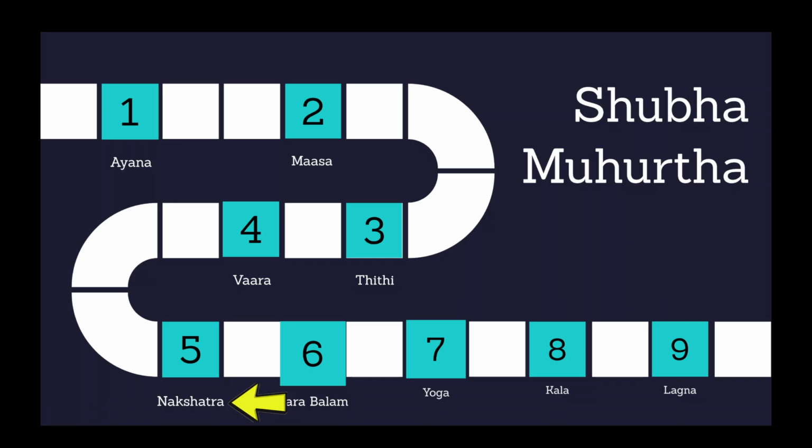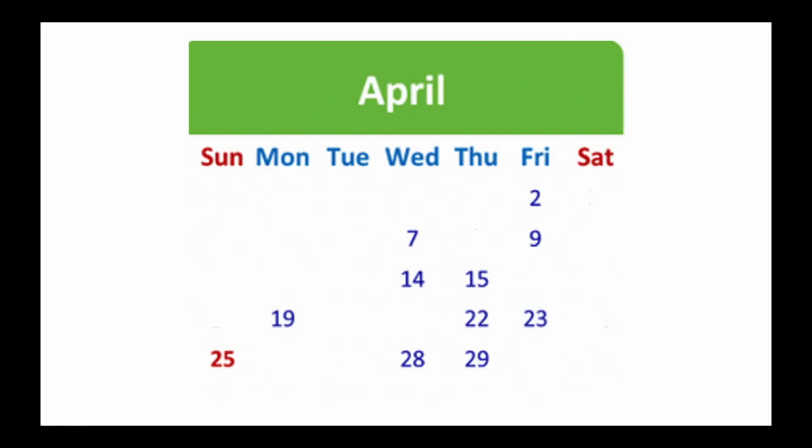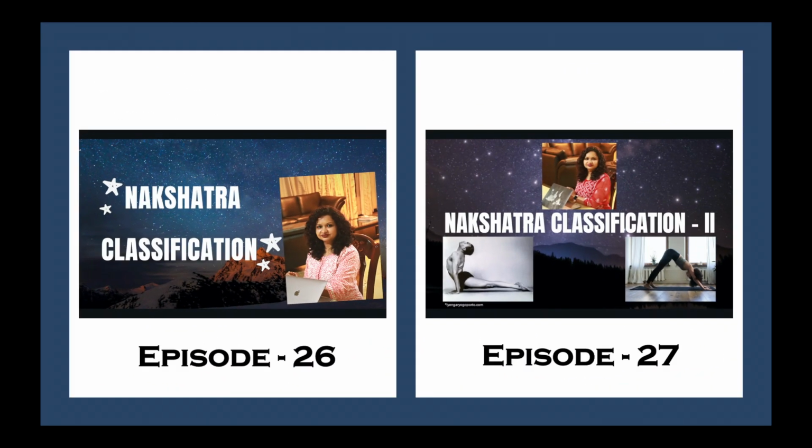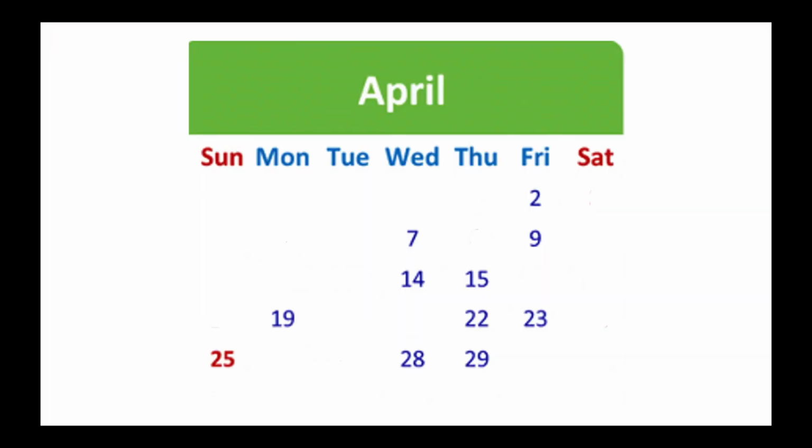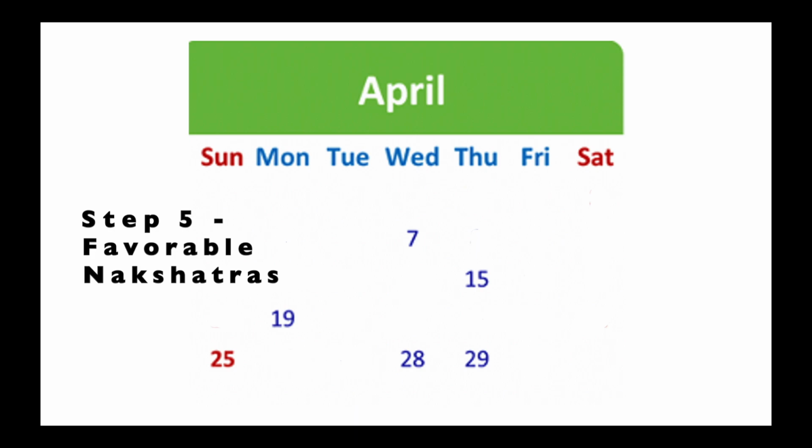In step 5, you then check among these dates which are favorable nakshatras for the auspicious occasion. There are a few nakshatras that are not meant for important life events, which I've explained in detail in episodes 26 and 27. Based on the list of nakshatras not favorable for auspicious events, here are the remaining dates available for Shubha Muhurta. But just because these nakshatras are favorable for the auspicious event, it does not mean it will be favorable for every single person.